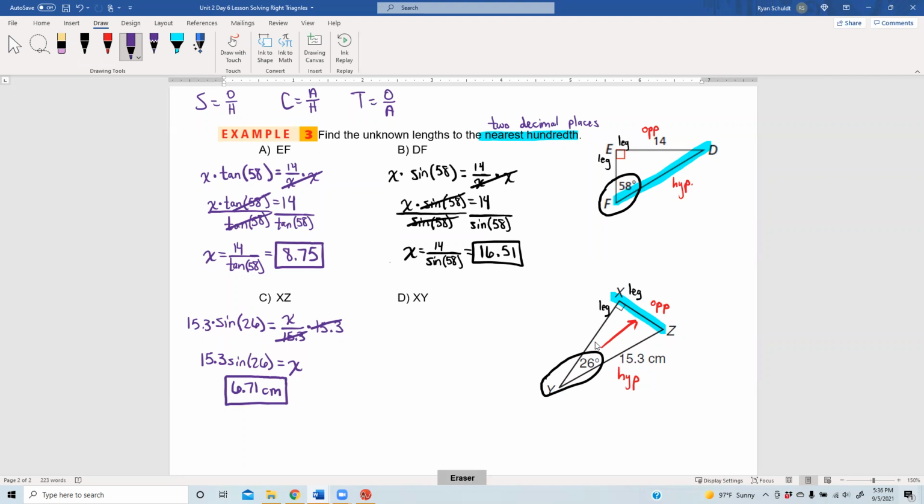Okay, now they ask us to find xy. So here's xy. That's a leg. It's going to be our adjacent leg because it's next to the angle. So which one uses adjacent and the hypotenuse? That would be cosine. So let's set this up. The cosine of 26 is equal to x over 15.3.